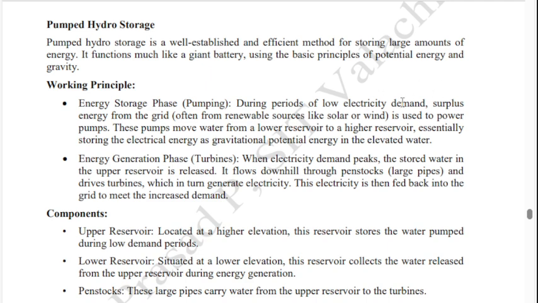Okay, so the surplus energy from the grid is used to power the pumps. Pumps means normal water pumping pumps. So these pumps move water from a lower reservoir to a higher reservoir, essentially storing the electrical energy as gravitational potential energy in the elevated water. So using the electrical energy generated by the solar panels or by the wind turbines or any similar type of renewable energy resources, that electrical energy is converted into gravitational potential energy.